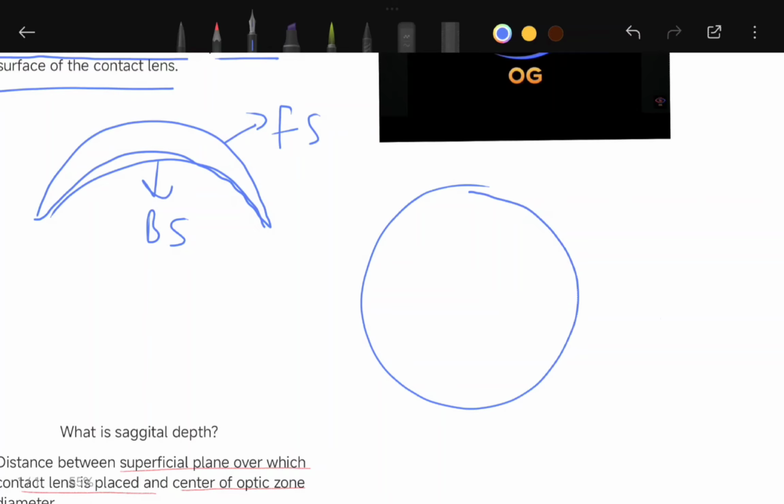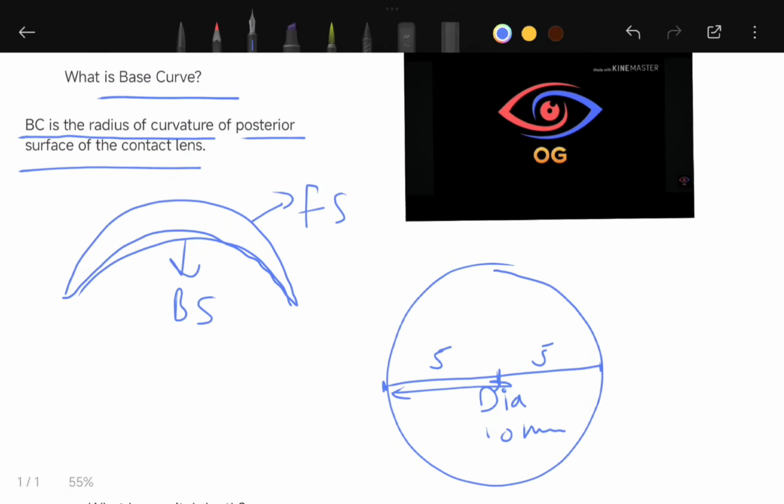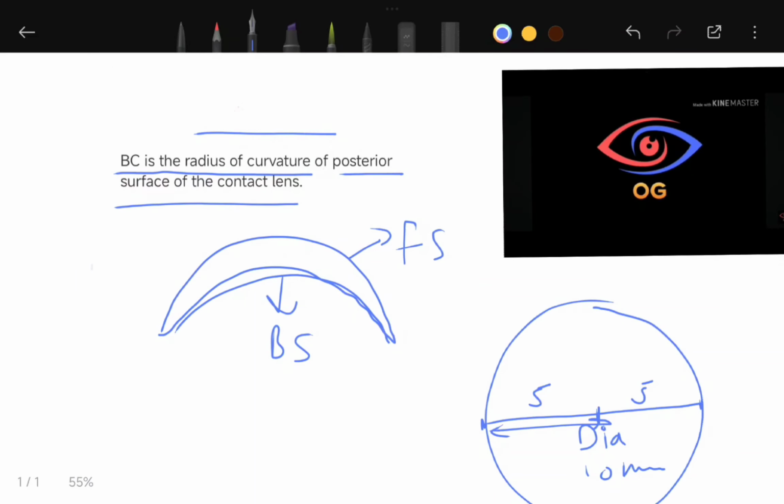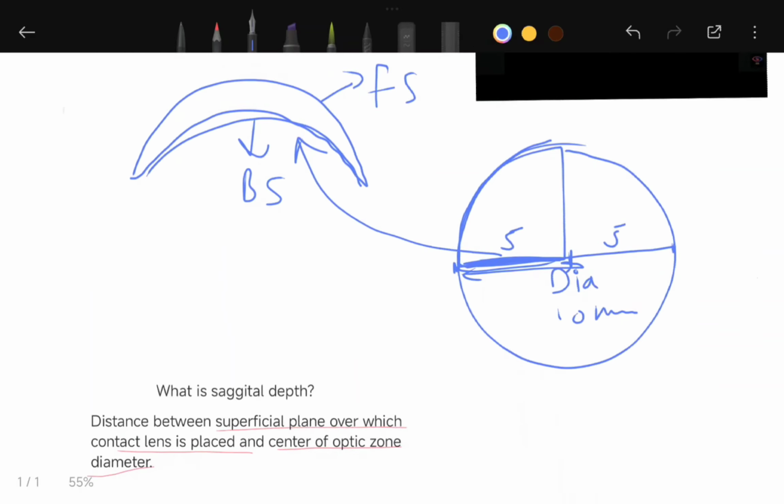Suppose this is your circle, and if you cut that circle from the center, that is called as the diameter of that circle, from this point to this point. Now suppose this diameter is 10 mm, and if you take half of that from the center, that is 5 mm here, 5 mm here. So this 5 mm is the radius of curvature of this circle. I think now you understood. Base curve is the radius of curvature of the posterior surface of contact lens. So radius of curvature of posterior surface of contact lens, that is called as base curve.